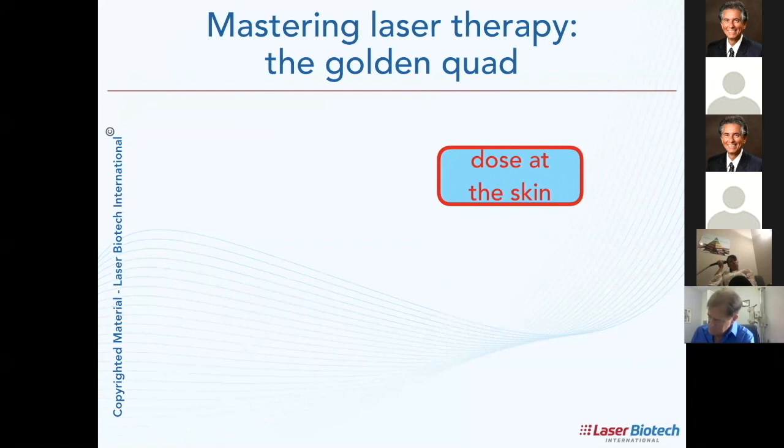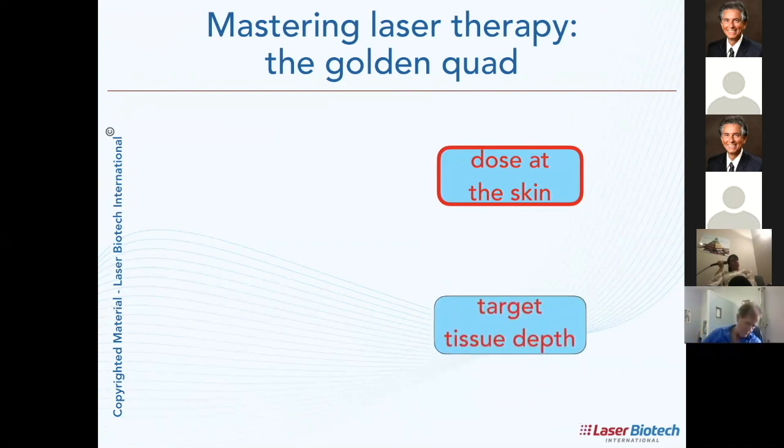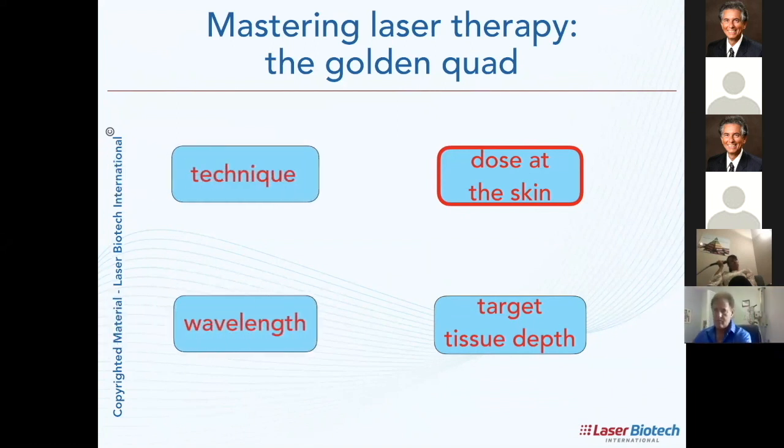All the formulas will be based on dose of the skin, because that's the only way we have control and we can measure. The rest we can estimate. We have some ideas how to estimate the loss of energy according to the depth. I'll give you that little formula in a moment. Anyway, dose of the skin is king, and target tissue depth, of course, we have to know that to estimate that. Wavelengths, like Walt was saying, and the technique. Those are the key elements.